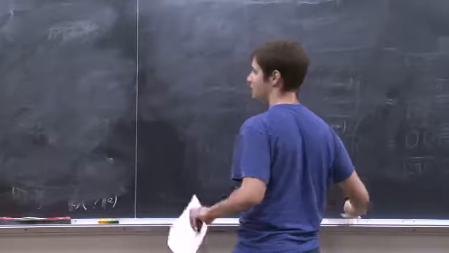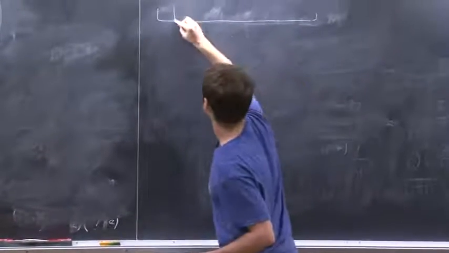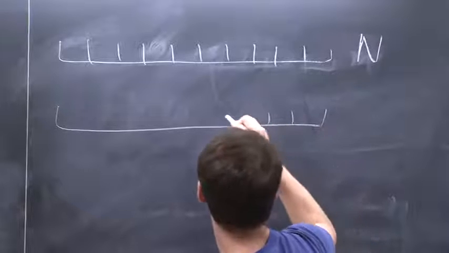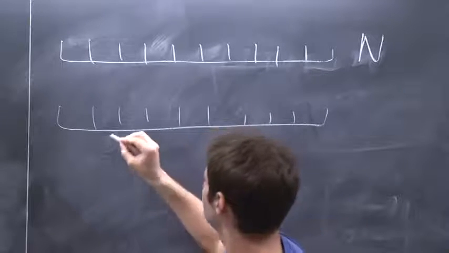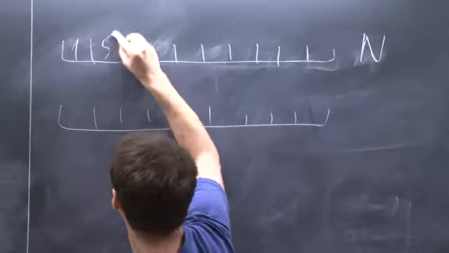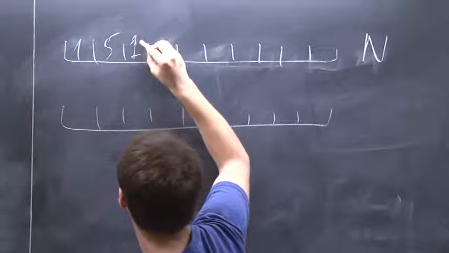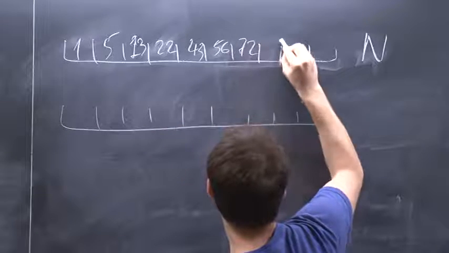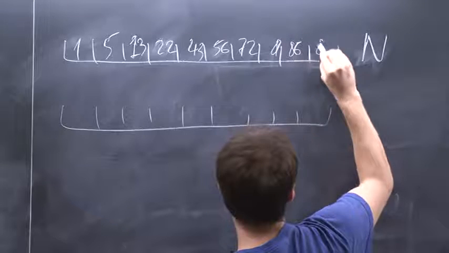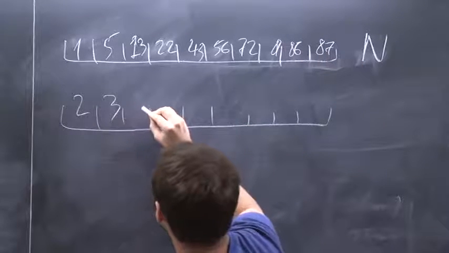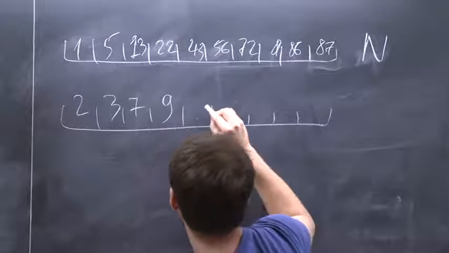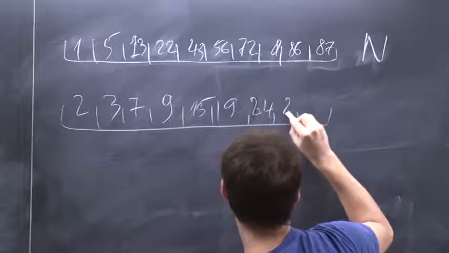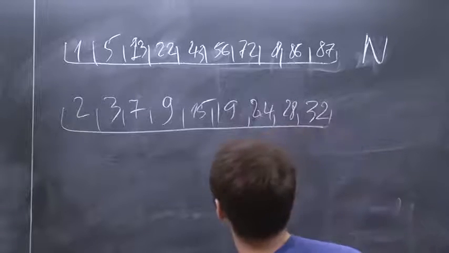Okay, let's do a hard problem. Enough with the easy ones. Two lists, roughly size n. They're both sorted. Let me fill them out with random numbers. 5, 13, 22, 43, 56, 72, 81, 86, 87, and 2, 3, 7, 9, 15, 19, 24, 28, 32.